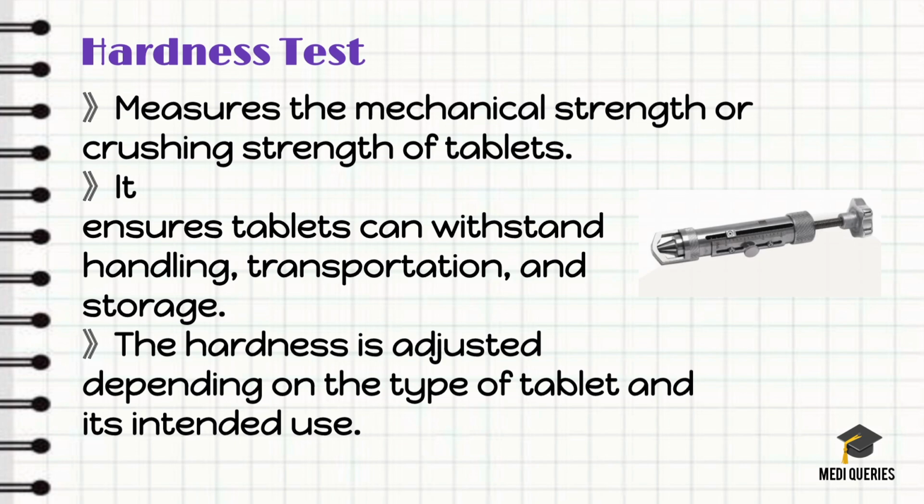If a tablet is too soft, it may crumble during processing or transport. If it's too hard, what will happen? It may fail to disintegrate properly, delaying the drug release. Hardness values typically range from 4 to 10 kg per centimeter square, depending upon the tablet type. The right balance ensures that the tablets are strong and able to break down in the body as intended. This test helps in optimizing the binder concentration and compression forces during manufacturing.